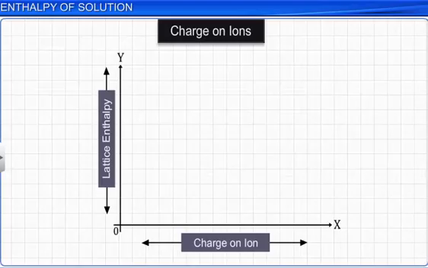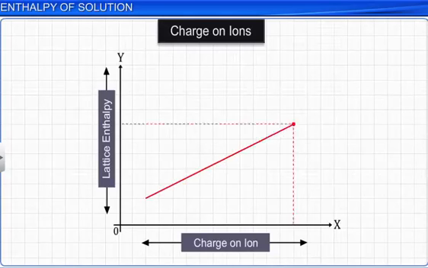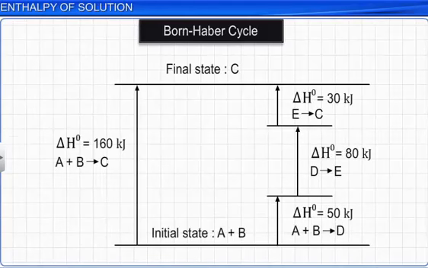Alternatively, an increase in charge also increases the lattice enthalpy. That is, it becomes more negative. This is because the attraction forces between ions increase as the charge increases. It is not possible to determine lattice enthalpy through an experiment. But the same can be calculated by constructing an enthalpy diagram known as the Born-Haber cycle.